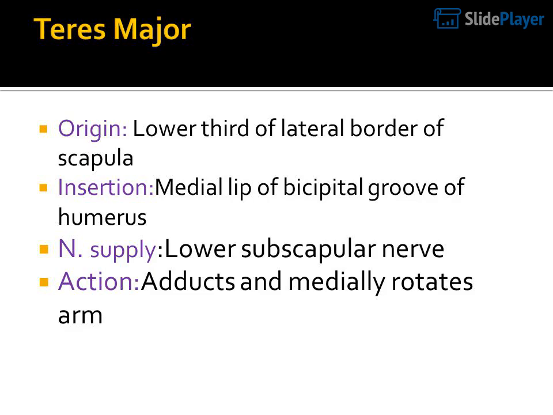Teres major, supplied by the lower subscapular nerve. Origin: lower third of lateral border of scapula. Insertion: medial lip of bicipital groove of humerus. End supply: lower subscapular nerve. Action: adducts and medially rotates arm.